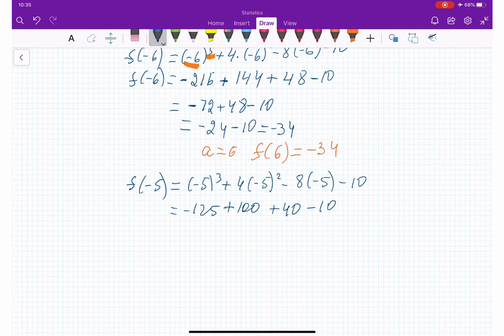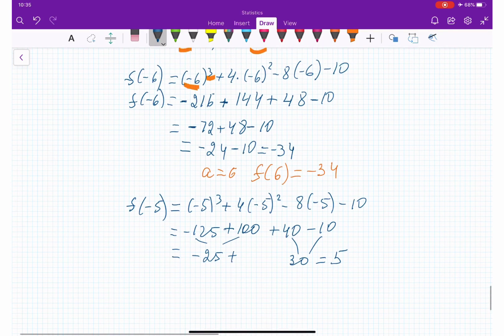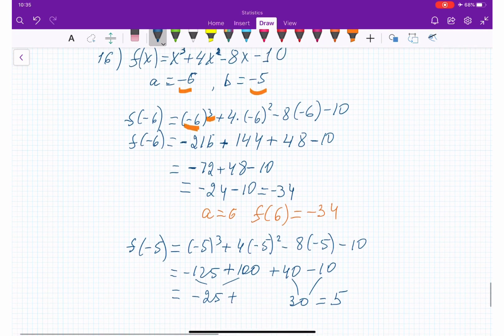So we are going to get negative 125 plus 100, which is negative 25, right? And then plus 40 minus 10. I could combine these two also: 40 minus 10 is positive 30. So negative 25 plus 30 is equal to 5. See, it's positive. That means yes, we do prove that there is a real zero.